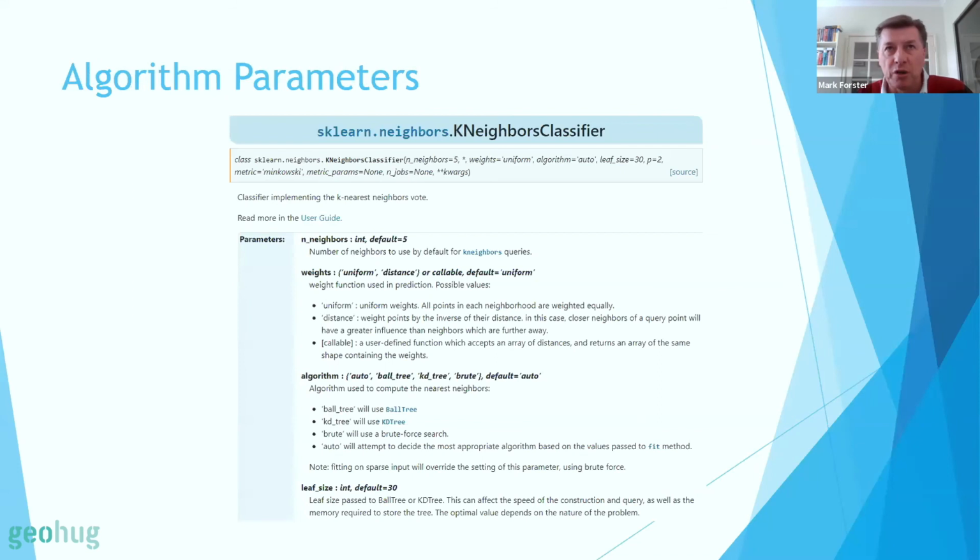The other thing you want to vary as well is the parameters. This is the nearest neighbor classifier in a Python package called scikit-learn. And you can see these are all the different parameters that you can pass to it.